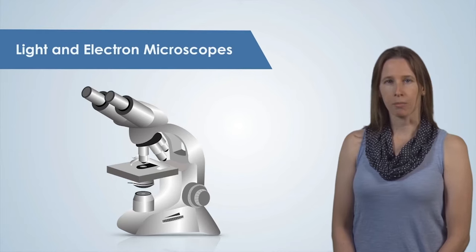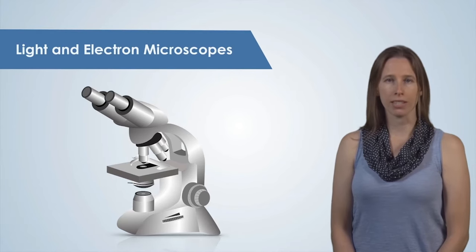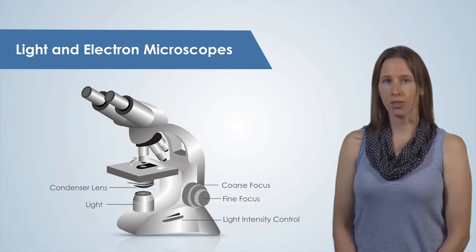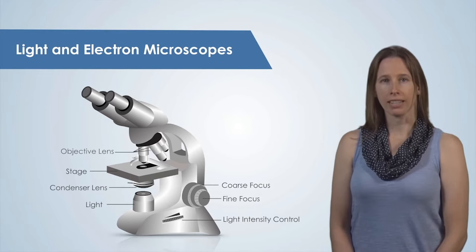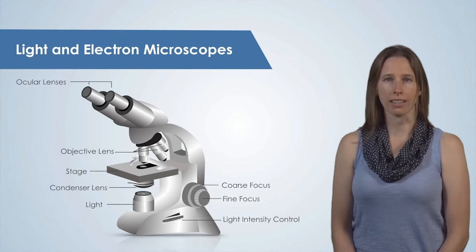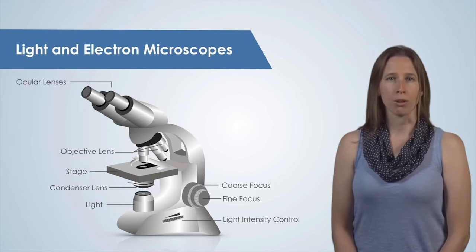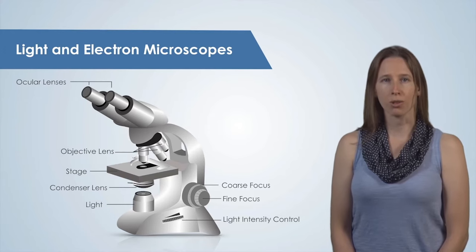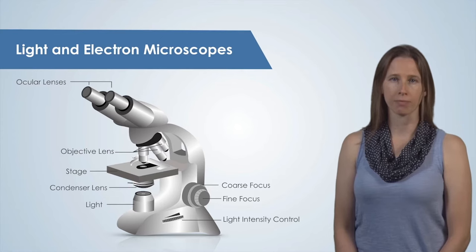This is a diagram of a light microscope. The basic components include a light source, a way to focus that light onto the sample, a way to collect the light that travels through the sample, and a way to detect that light. With a light microscope, glass lenses, similar to magnifying glasses, are used to focus the light and collect the light.